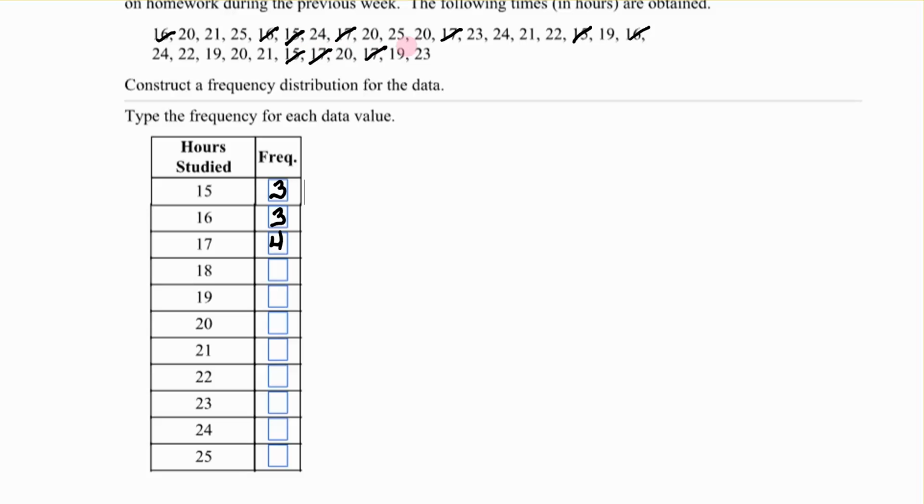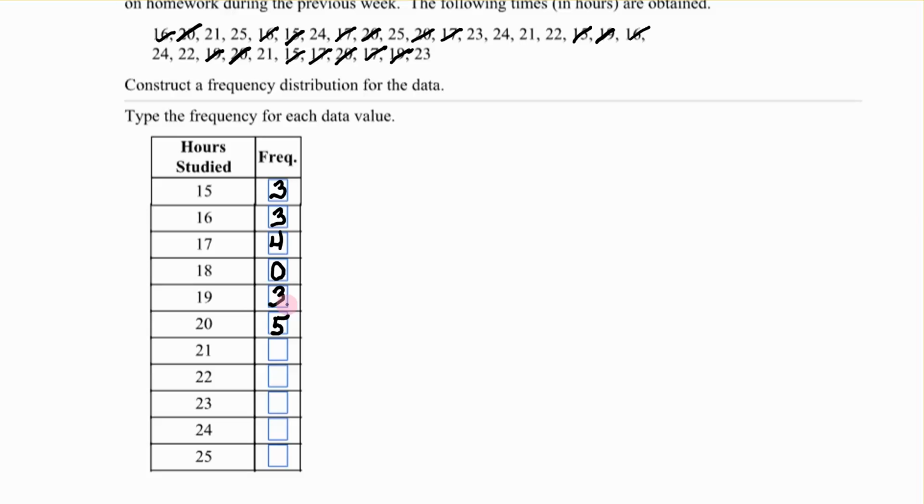Nobody reported that they studied 18 hours. 19 hours: 1, 2, 3. 20 hours: 1, 2, oops, I need to mark them. 1, 2, 3, 4, 5.